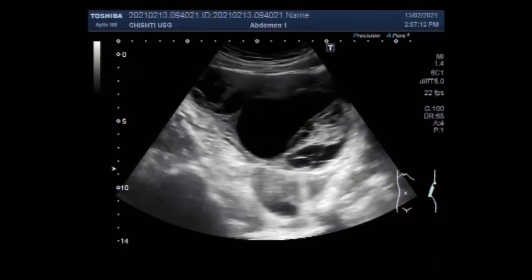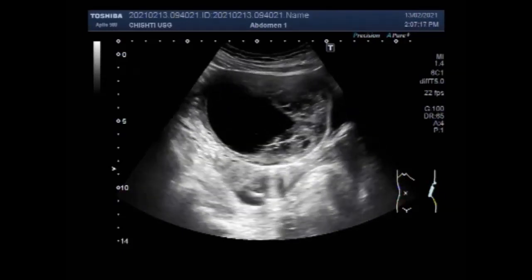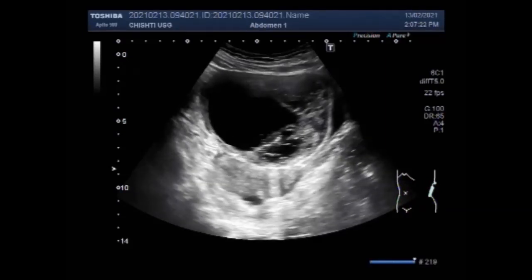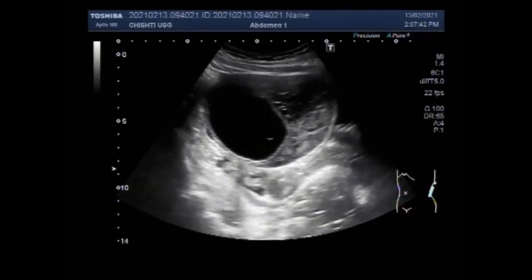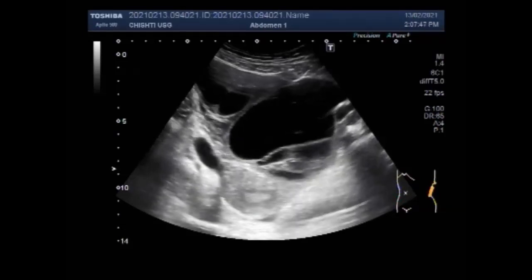This ultrasound video shows two cases. In the first case, you are seeing multiple ovarian cysts on both sides, bilateral ovarian cysts, multiple simple cysts and hemorrhagic cysts. You can see the urinary bladder and the ovarian cysts. These ovarian cysts of both sides have formed adhesions and are attached to each other.